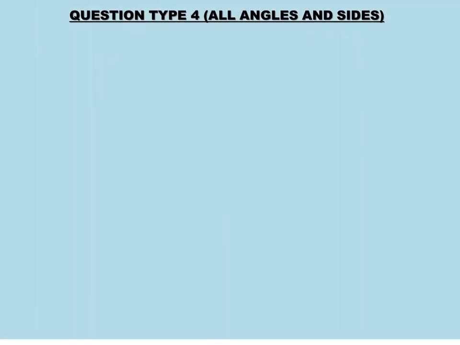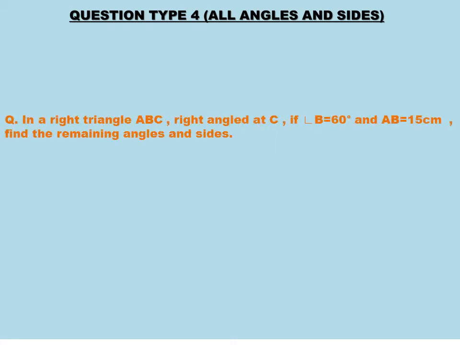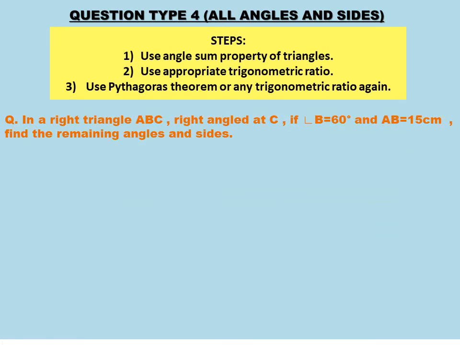This is type 4, in which you have to find all the angles and all the sides of the given right triangle. So let's see what is the question. First of all, question says in a right triangle ABC, right angle at the point C, and B is 60 degree. Your angle B is 60. AB is 15 centimeters. Find the remaining angles and sides. So you have to find all the remaining angles and sides.